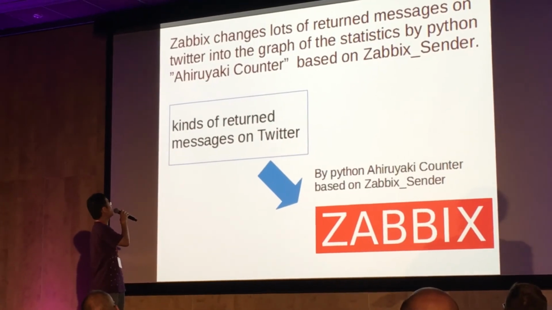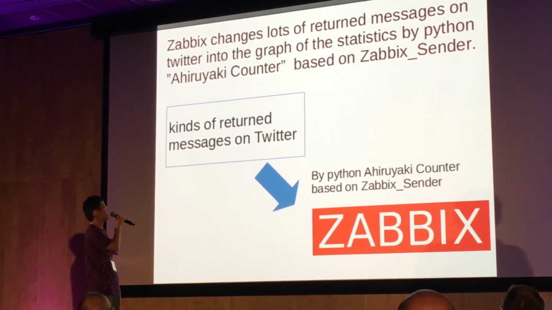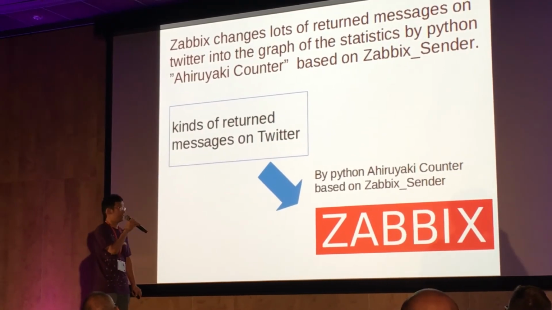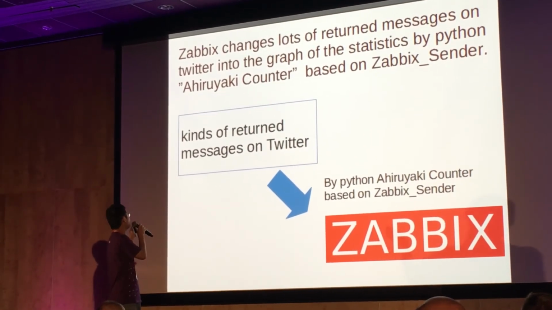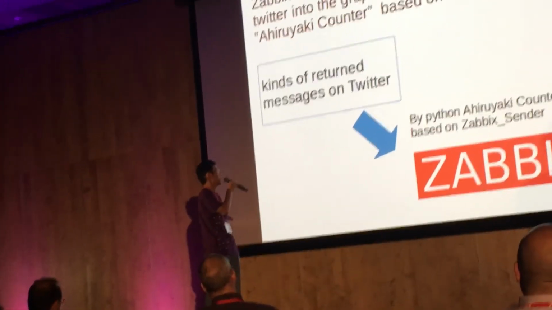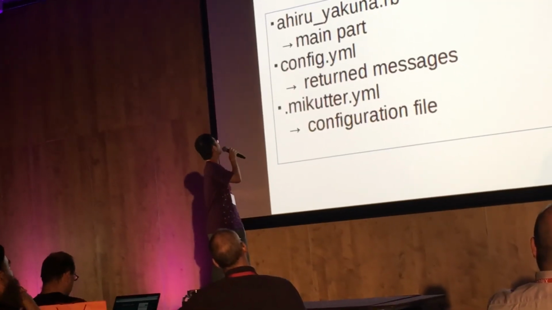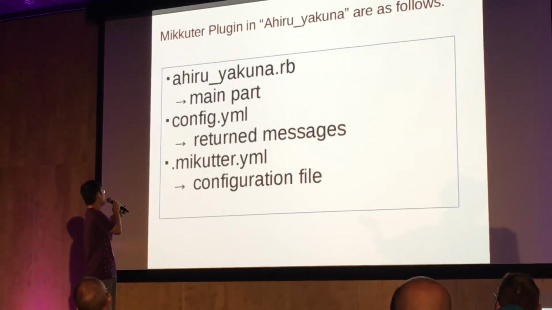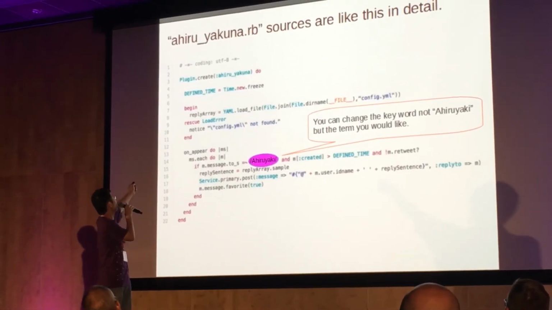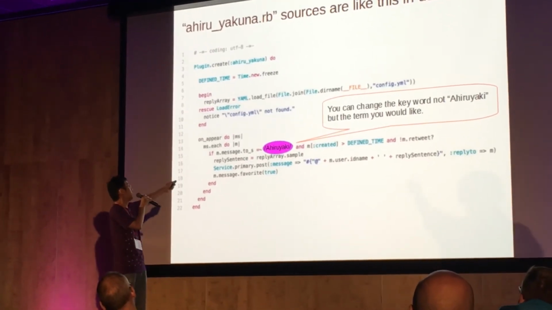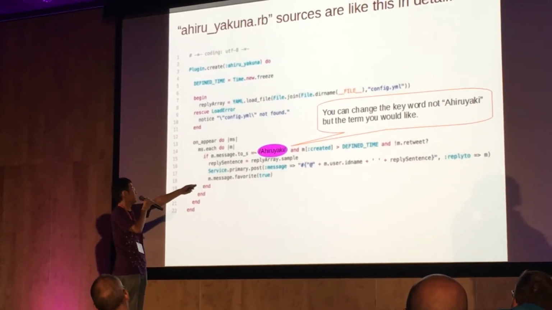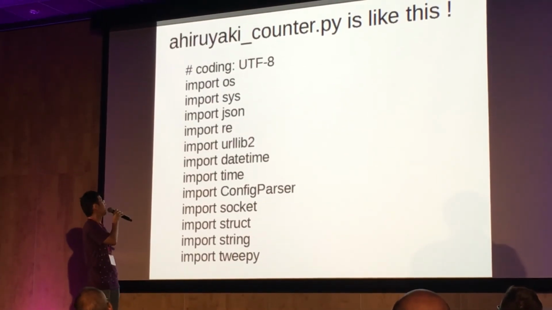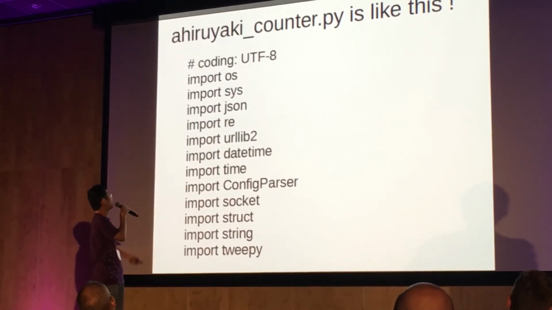Zabbix sends a lot of return messages on Twitter, in the graph with the statistics, by the Python program Akira counter based on the Zabbix standard. So it returns messages on Twitter, and the Python Akira counter is based on the Zabbix standard like this. The Nikuta plugin Hiruyakuna follows 3 parts: the main part, the return message, and the configuration file. Here are the Hiruyakuna sources in detail. Set the parameter; you can change the keyword of hierarchy by the time you write. The Python counter is like this, and we set variables.